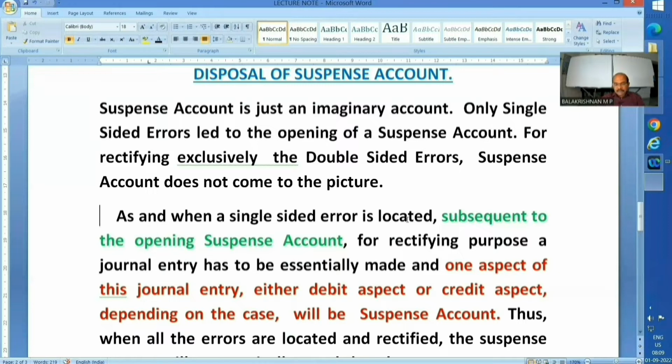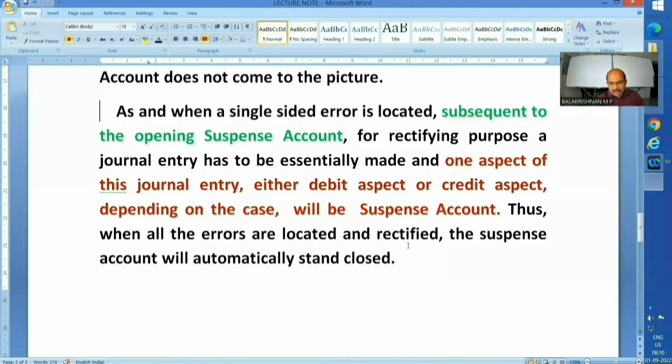And one aspect of the journal entry, either debit aspect or credit aspect, depending on the case, will be a suspense account. It may be suspense account debtor to furniture, or sales account debtor to suspense account, or similarly like that. So one aspect of the journal entry, either debit aspect or credit aspect, has to be a suspense account. Thus when all errors are located and rectified, the suspense account will automatically stand closed. This will be pretty clear to you as and when I do two full-fledged sums as I already explained.